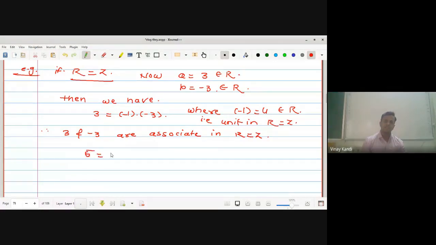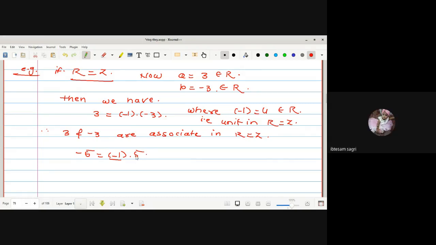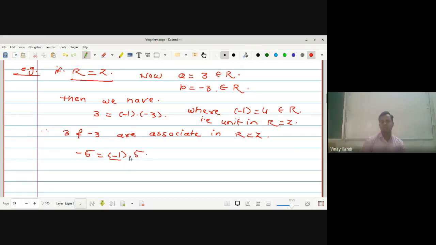Similarly, -5 is equal to -1 into 5, and this -1 is a unit in Z. Hence, -5 and 5 are associates.